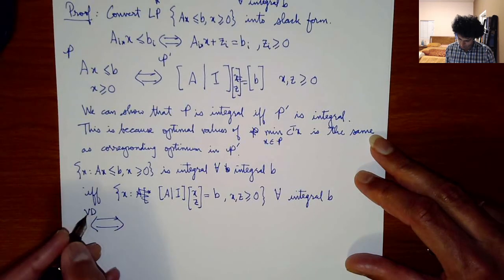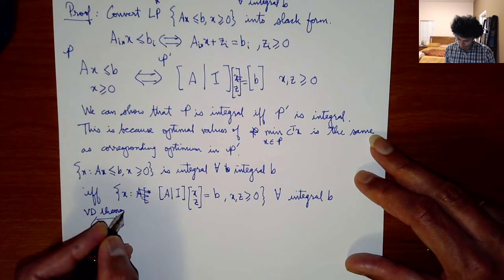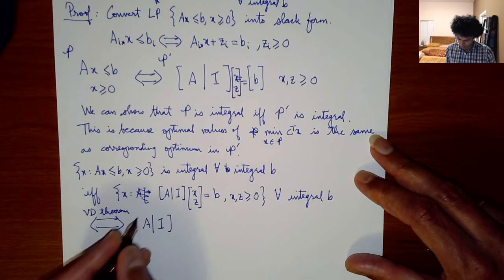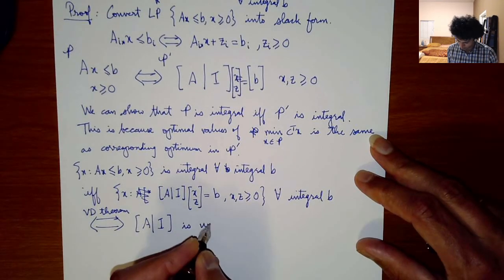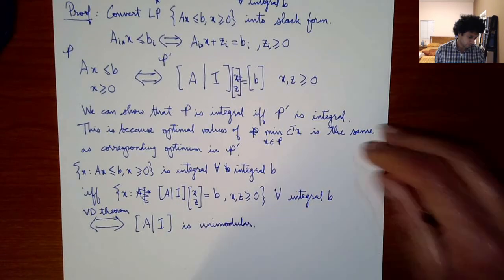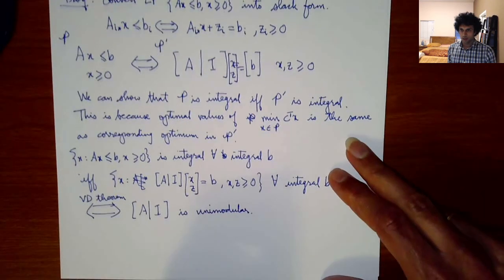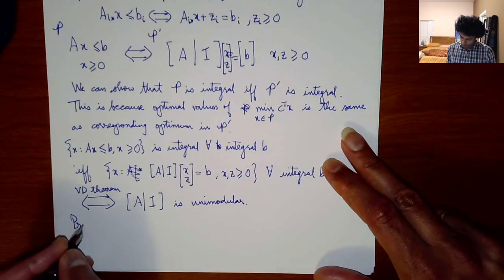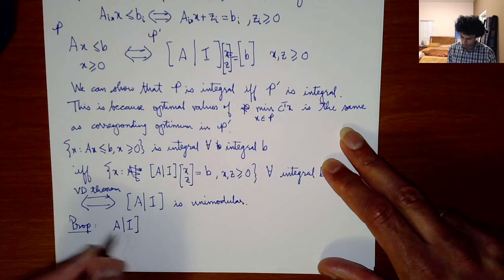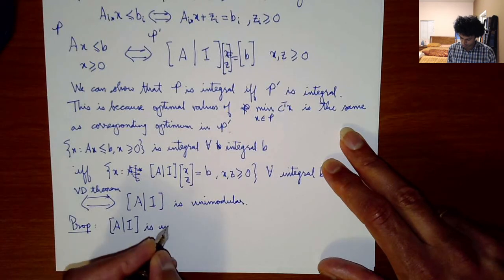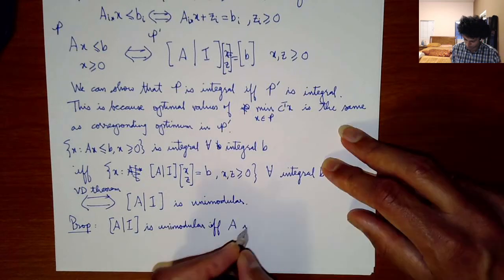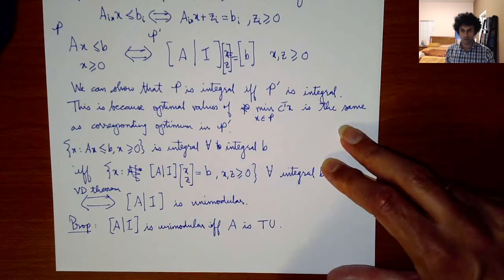So the Veinott-Dantzig theorem says that therefore this matrix [A I] is unimodular. And then there is another proposition. It's really an exercise that says that [A I] is unimodular if and only if A is totally unimodular.